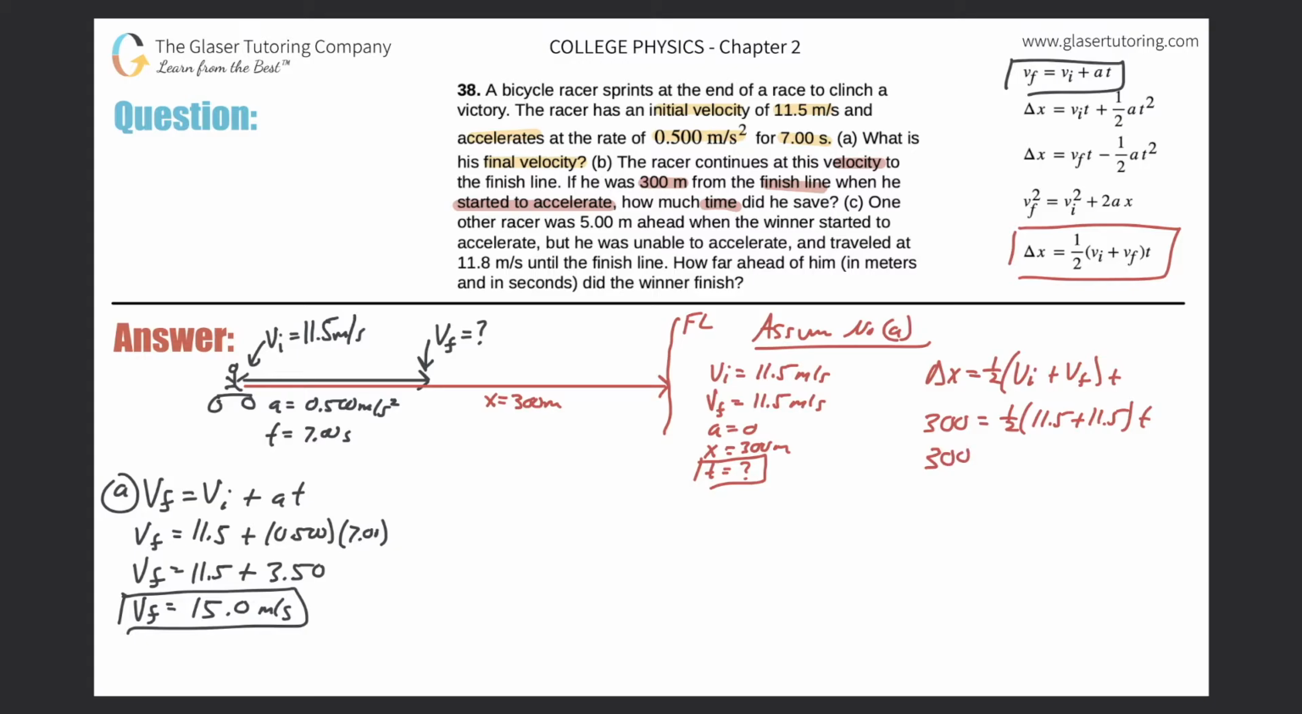So this is 300 is equal to 11.5 plus 11.5, and half of that would simply be 11.5 t. So this actually works out to be just a simple x is equal to vt formula. Now just divide out the 11.5. So now the time value, assuming no acceleration, would work out to be 300 divided by 11.5. So 26.1, we have to have three significant figures here, so 26.1 seconds.